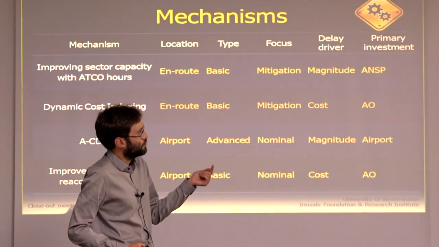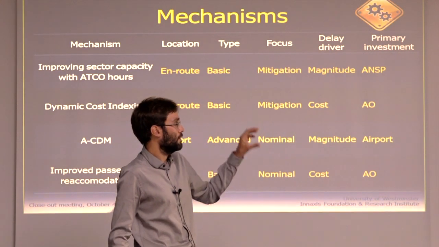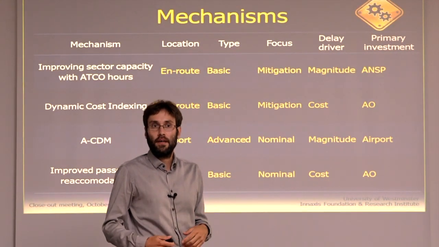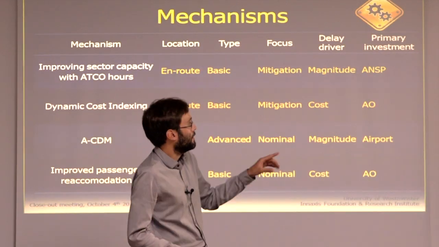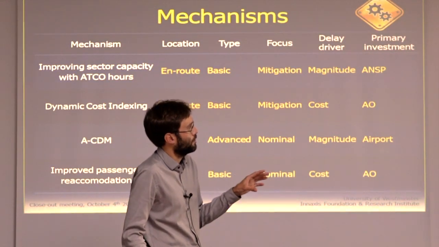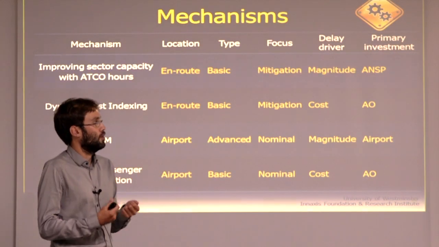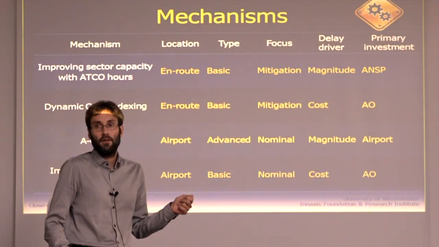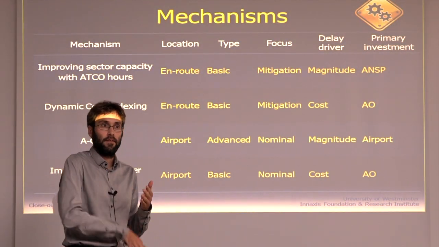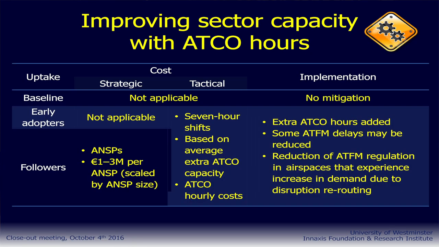Also, it's interesting to notice that some of them are focusing on the delay, trying to reduce delay. That's why we have put the magnitude of the delay, while others are driven by the cost. So the airline is deciding the best option, the one that is giving, in theory, the best cost from a given set of options. Finally, it's interesting to see that even if we are focusing on the benefit that the airlines are getting, mainly by estimating the cost of delay, the primary investment cost can be borne by different stakeholders, such as the ANSPs or the airports, even if in some cases that cost may end up going back to the airline in terms of charges, for example. Let's look a little bit in detail at each one of them, about the different costs and how we have implemented them.